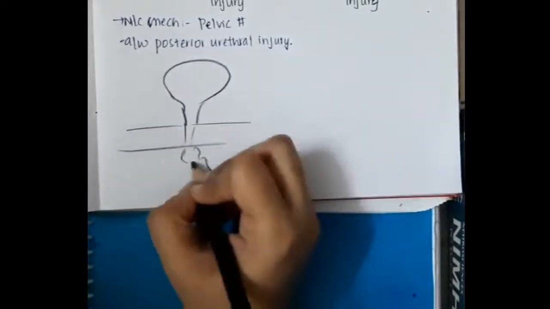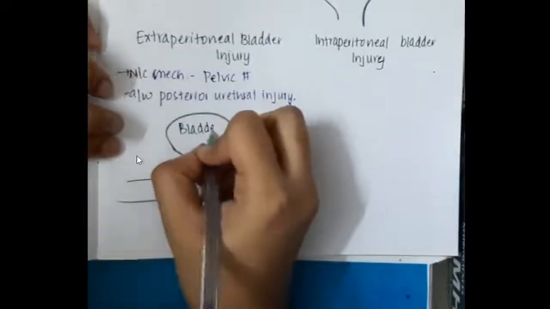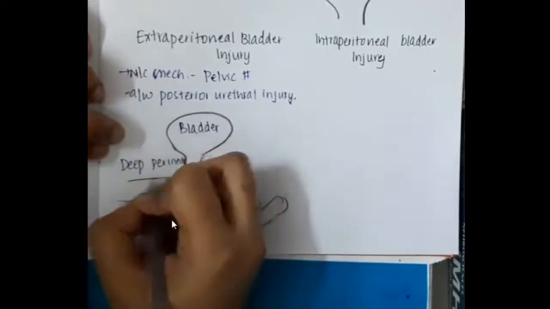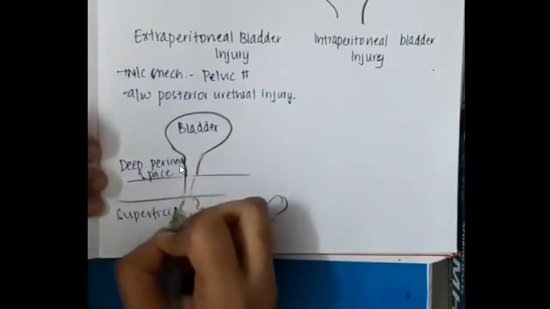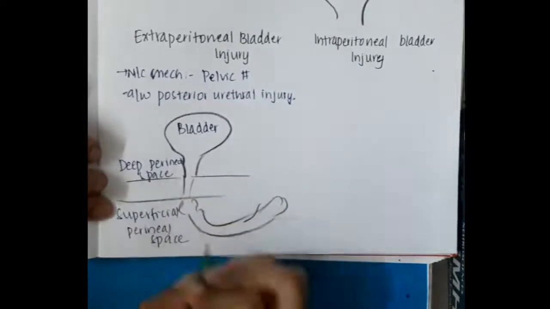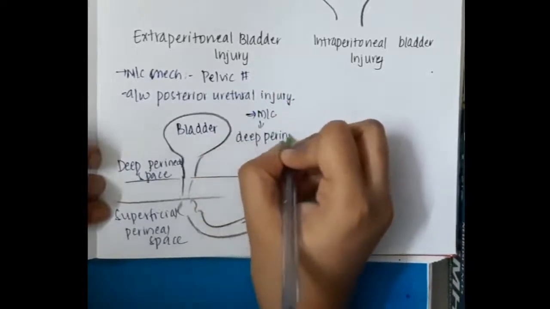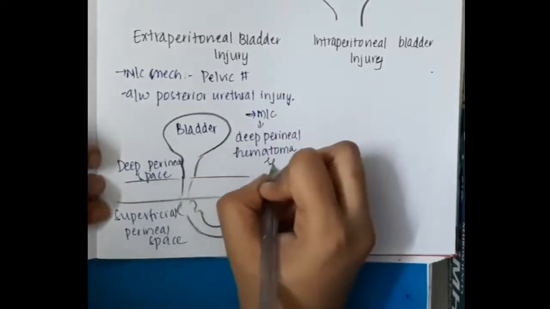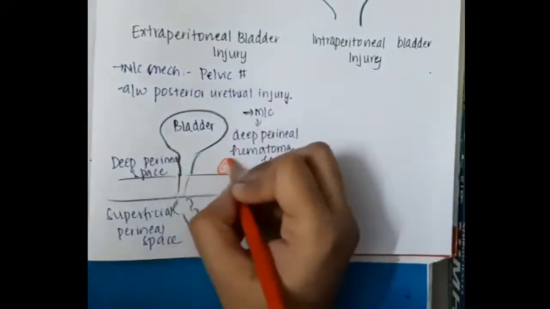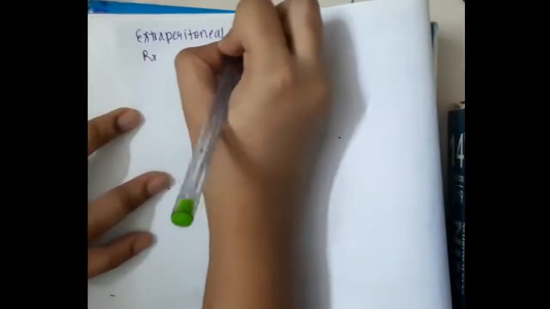This is the bladder, this is the deep perineal space, and below it is the superficial perineal space. Yeah, this is the bladder. Now, most commonly it is associated with a deep perineal hematoma. Right, so that is the hematoma.